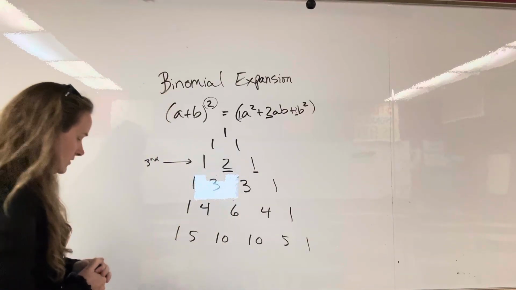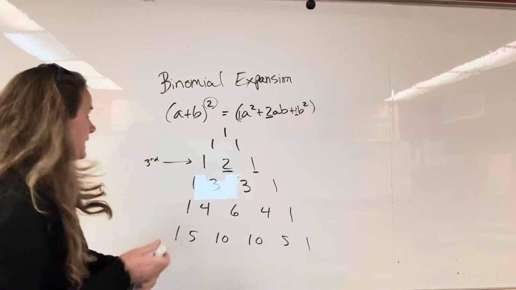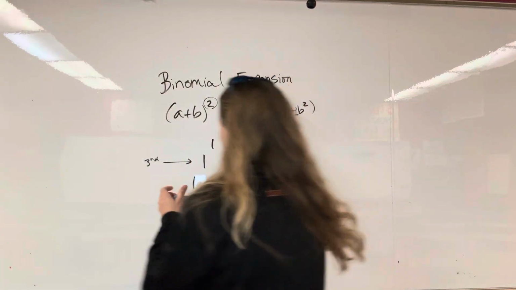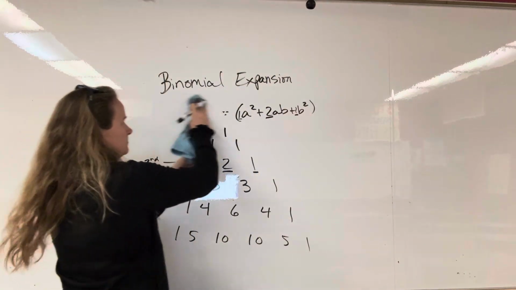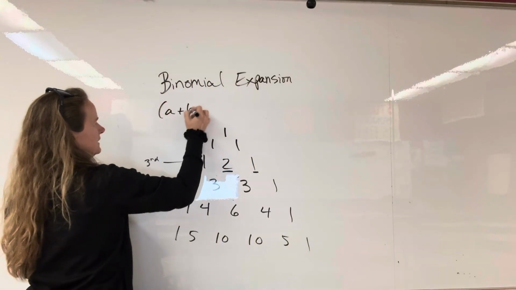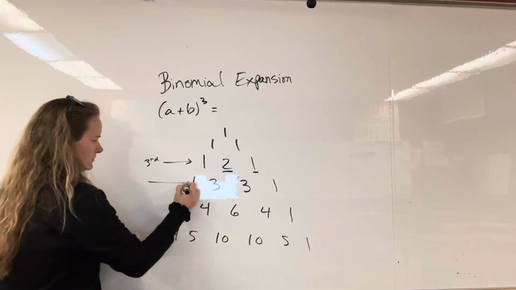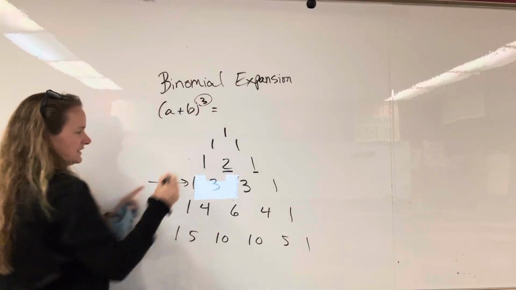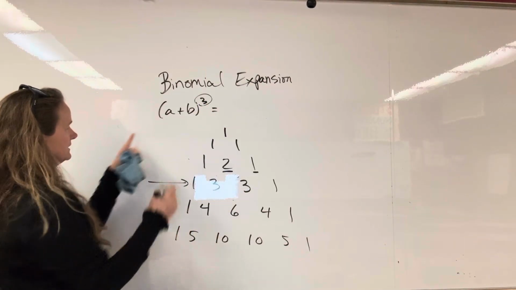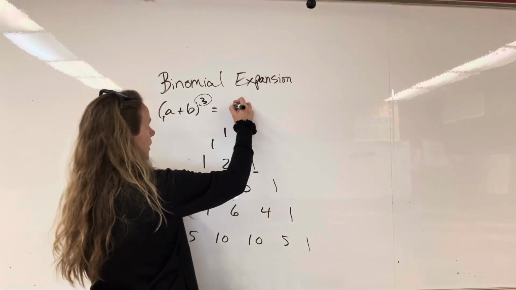So let's look at what (a plus b) cubed is. Let's see if I can do this really fast now. I know I'm going to go to the row that has a 3 in it, which is actually your fourth row. So the coefficient in front of the first term is going to be a 1.